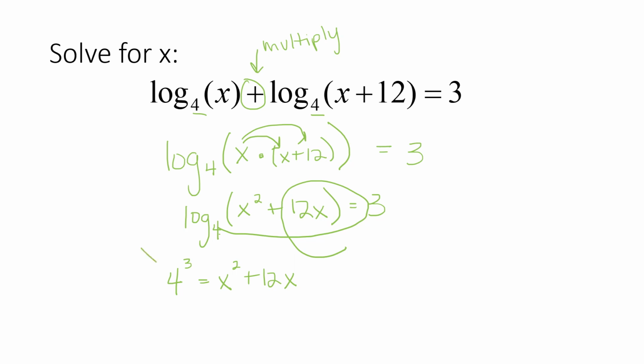Okay, so let's convert this 4 to the third to a number. 4 raised to the third is 64, I do believe. Let me double check on my calculator. 4 raised to the third. Yep, 64. Equaling x squared plus 12x. Now, we're going to have to get it equal to 0, so I'm going to have to subtract 64 over here. I get 0 equals x squared plus 12x minus 64.